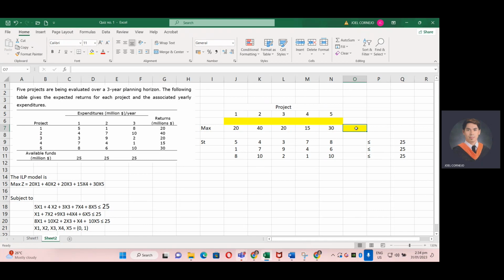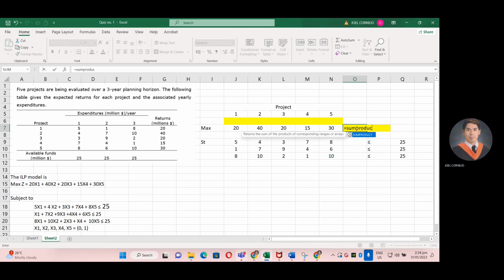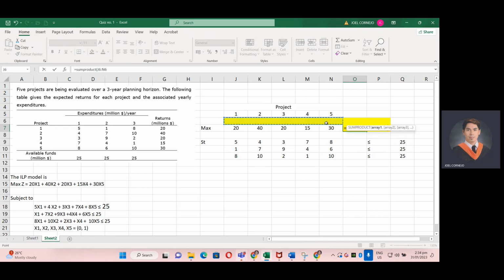So our formulas, we have equal sum product. This is our changing variable. Then you need to multiply in this value.